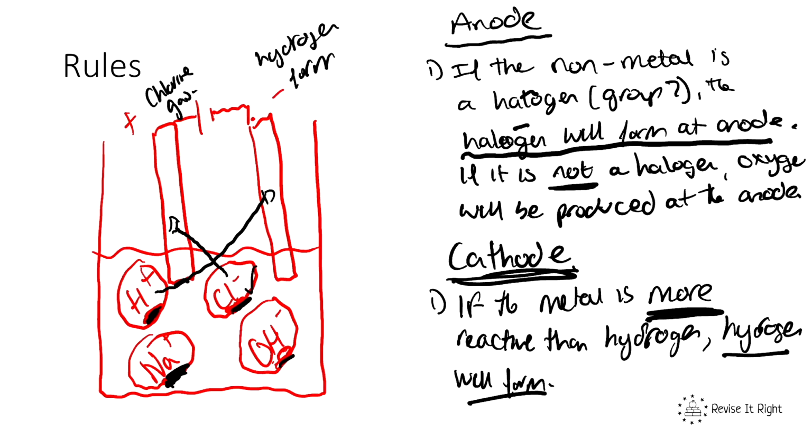If we then want to write our half equations, which we looked at in the previous video, so if you don't know how to do these, then please go back and watch that. At the anode, we've got chloride ions, which are going to lose an electron to become chlorine. Chlorine never exists on its own, so it's Cl2. So therefore 2 electrons lost and we need 2 chloride ions. That will be the half equation at the anode.